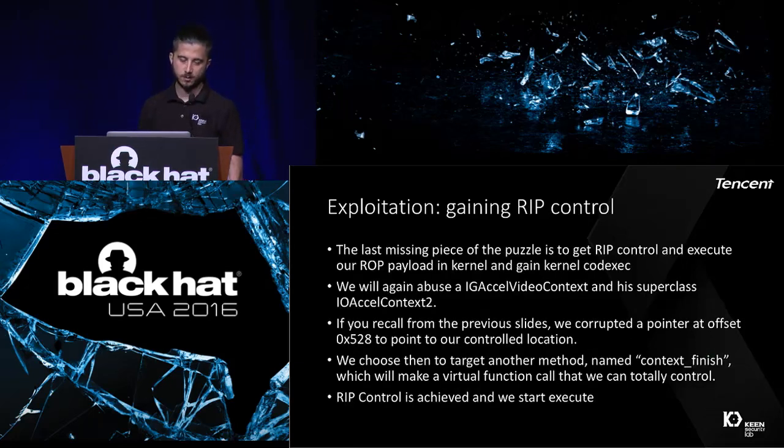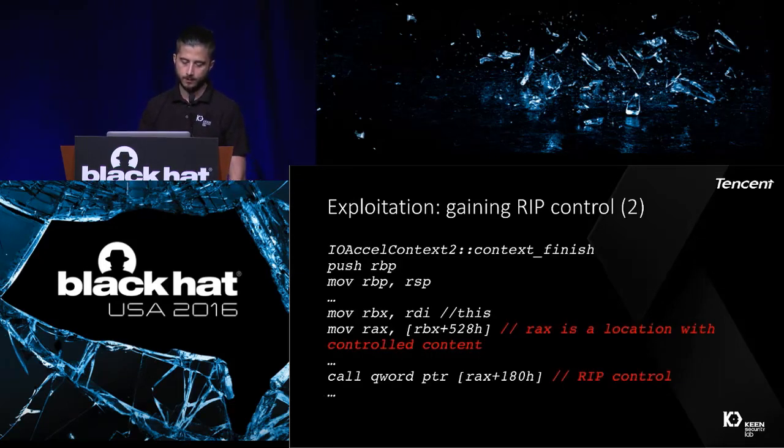The last piece missing is gaining instruction pointer control. Again, we will abuse another external method of IGAccelVideoContext, in particular of its superclass IOAccelContext2. This method is called context finish. As you recall, we overwrite a pointer at offset 0x528. Here is the disassembly of the method. Basically the pointer at offset 528 is taken, and then we do this virtual method call and we start to execute.